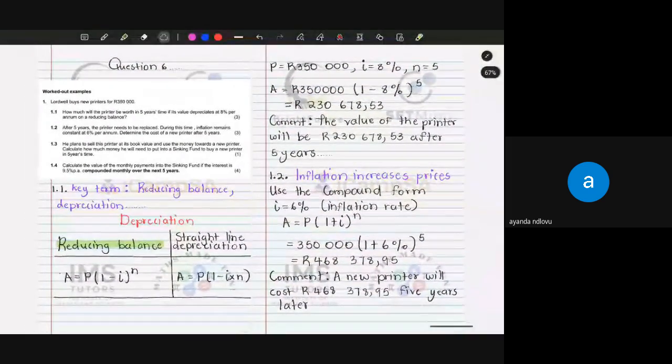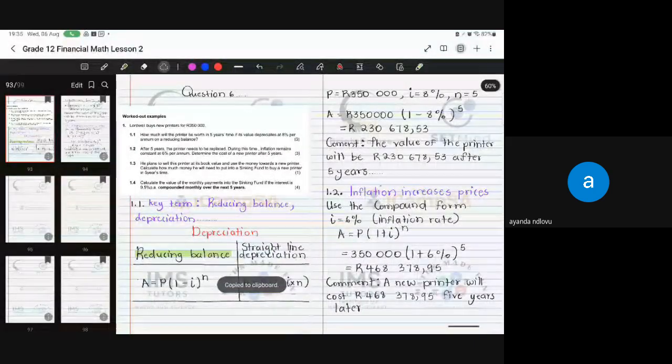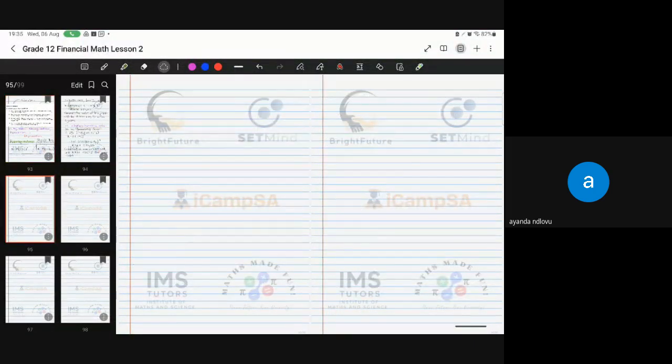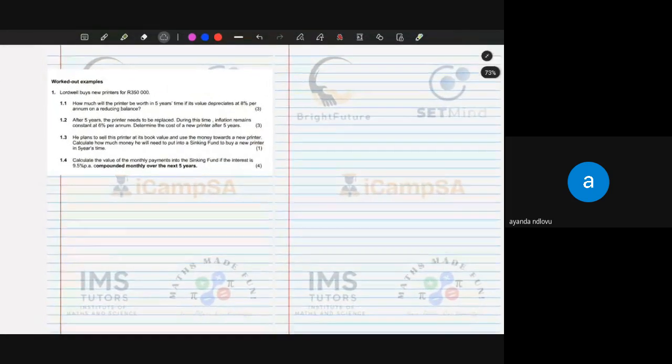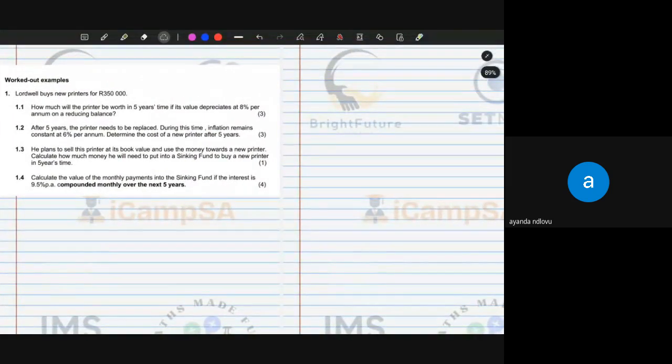I'll copy it to the next page. We know how much a printer will cost, and I know very well this is a businessman, so he wants to make a plan to buy the new one. So they say he plans to sell his printer at its book value, meaning the printer he is currently using would have depreciated. Calculate how much money he will need to put into his sinking fund to buy a new printer.